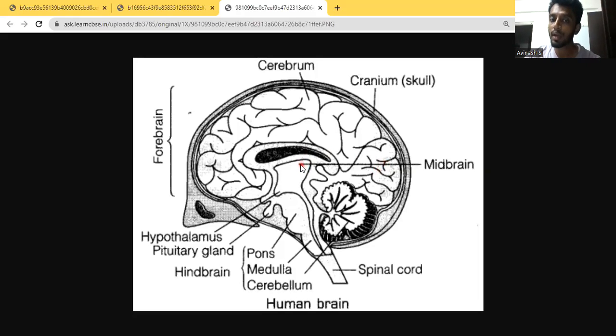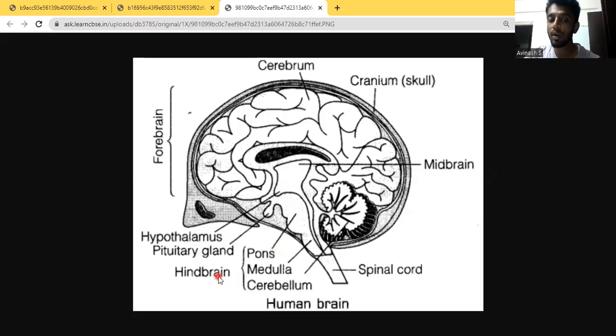Now, there is another part called the midbrain, which is present in the middle of the brain. The midbrain consists of two important endocrine parts, which are the hypothalamus and the pituitary gland. We have learned about the pituitary gland in animal hormones. The hypothalamus is another one that contributes towards the endocrine system. We learn about all of them in detail. So this is the midbrain.